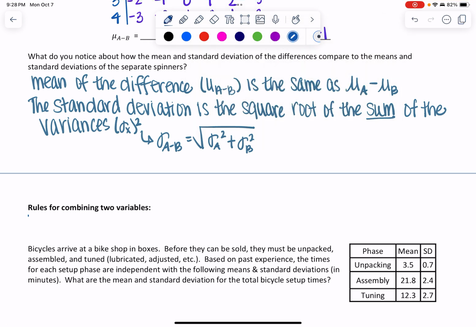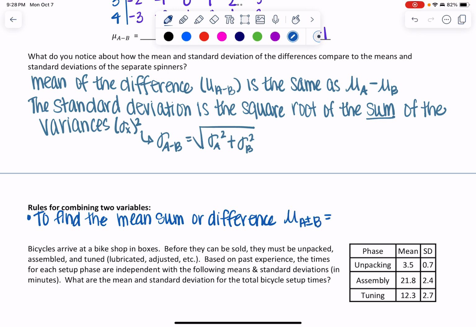So, to find the mean for the sum or difference, you were going to do mu of A either plus or minus B is equal to the mu of A plus or minus the mu of B. So notice if the top is positive on the left, it's positive on the right. If it's minus on the left, it's minus on the right.